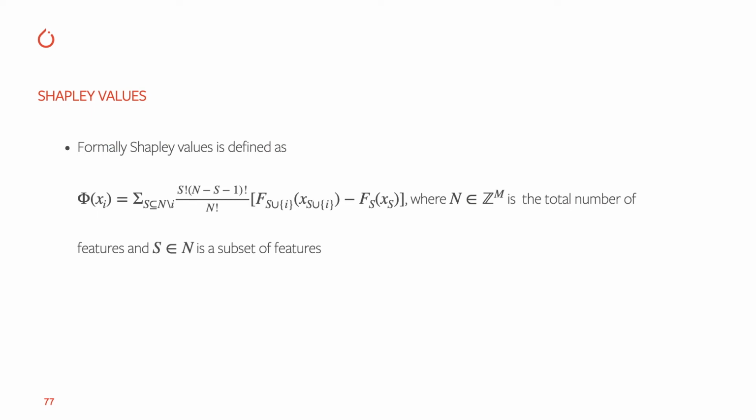Now let's look at its formal definition. According to its formal definition, the Shapley value for the feature i, xi, is defined as the aggregation of the output differences of the function when the feature i is present and when it's missing, across all subsets S in N, where N is the set of all features. And this is also weighted by the number of all combinatorial variations of the subsets.